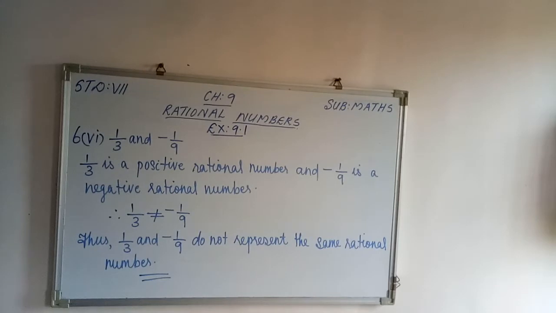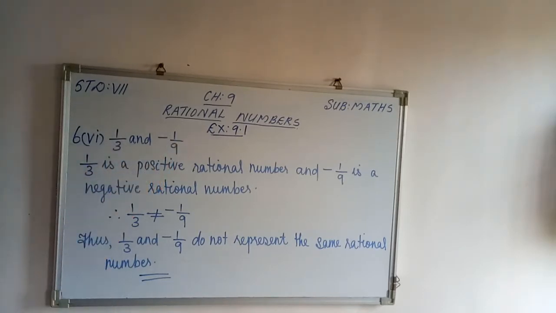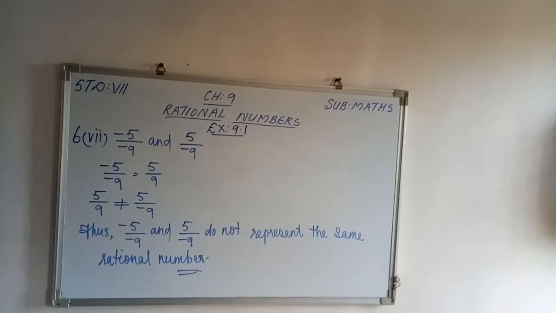Sixth one, 1 upon 3 and minus 1 upon 9. Here you know that 1 upon 3 is a positive rational number and minus 1 upon 9 is a negative rational number. Thus one is positive and the other is negative. They are not equal. So thus 1 upon 3 and minus 1 upon 9 do not represent the same rational number. Now see question 7.